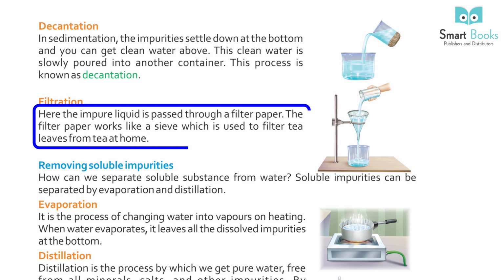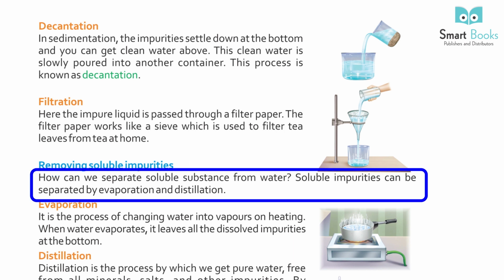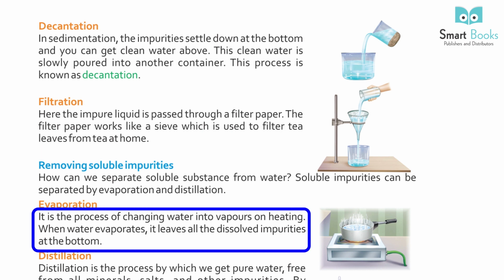Filtration. Here the impure liquid is passed through a filter paper. The filter paper works like a sieve which is used to filter tea leaves from tea at home. Removing soluble impurities. How can we separate soluble substances from water? Soluble impurities can be separated by evaporation and distillation. Evaporation. It is the process of changing water into vapors on heating.